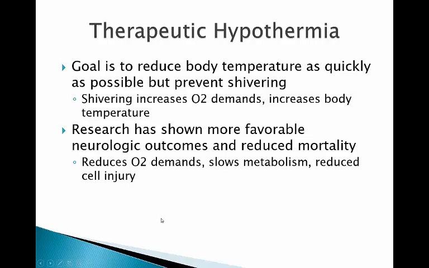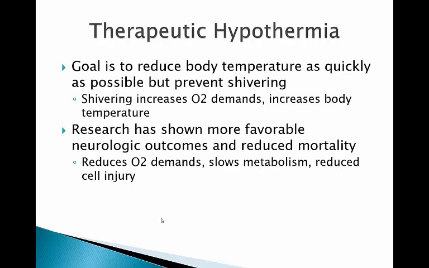So the goal of therapeutic hypothermia is to reduce the patient's temperature to help reduce the amount of metabolic needs of the tissue, and to help decrease the amount of free radicals that damage the tissue because of hypoxic issues.